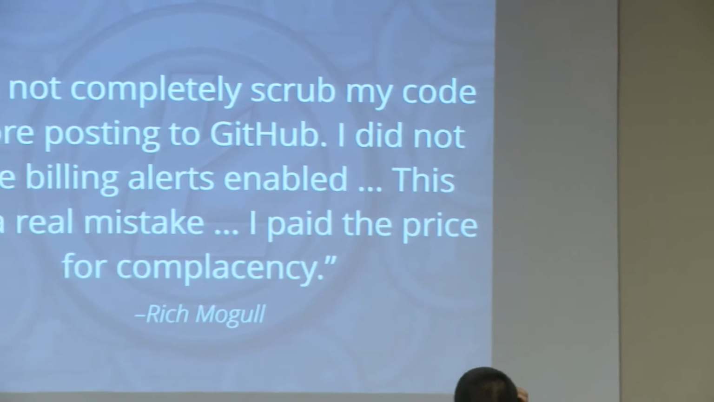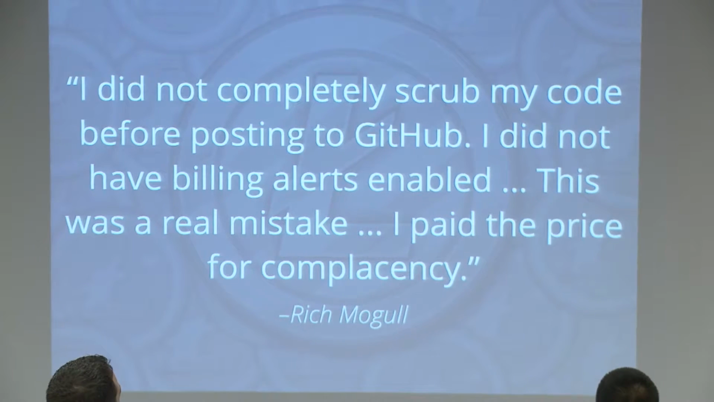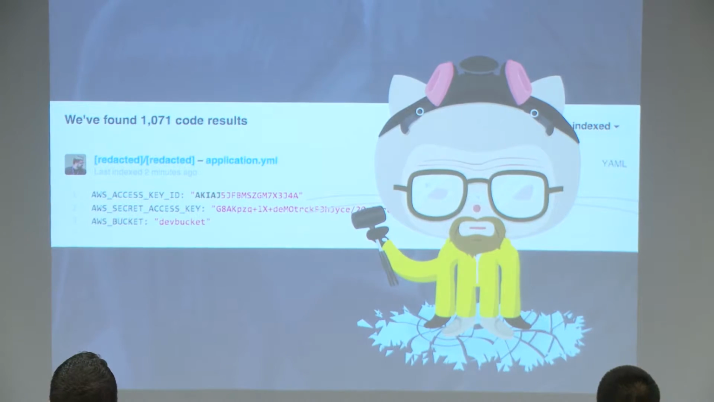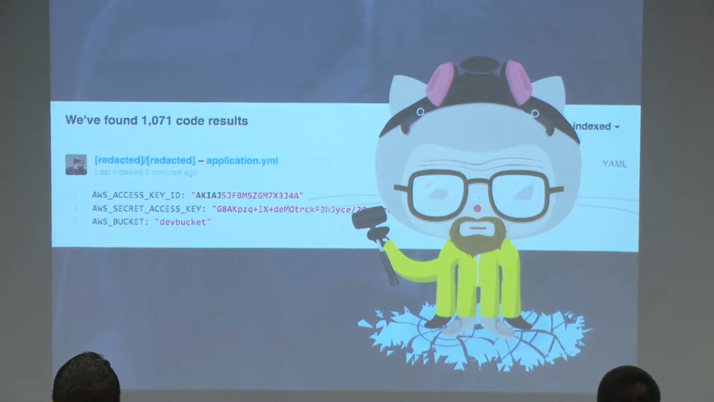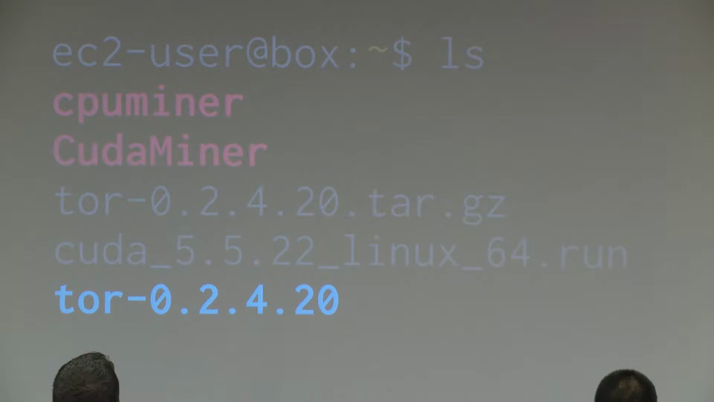To read Rich's quote, "I did not completely scrub my code before posting to GitHub. I did not have billing alerts enabled. This was a real mistake, and I paid the price for complacency." So essentially what Rich did is he committed his Amazon access key to GitHub. Someone came along and found this key, spun up a whole bunch of cloud servers on his account, and in the post-mortem, he found out that these people were using his cloud account and billing to mine Bitcoin. So, you know, no one likes paying for other people's cryptocurrency.